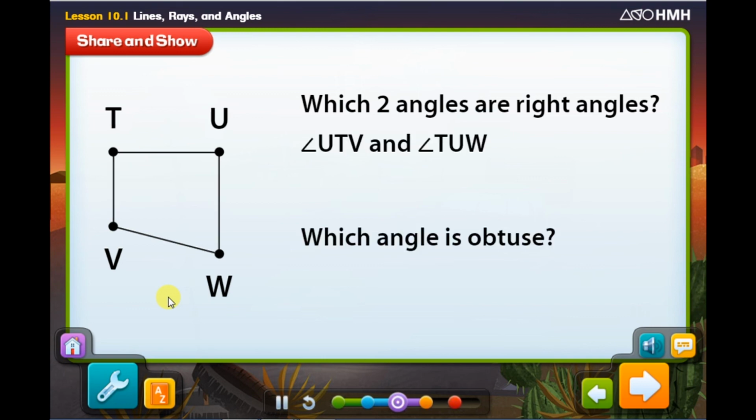Which angle is an obtuse angle? Obtuse is the wide open angle. Is this a wide open angle? No, it is a narrow one. It's a small, acute one. So I guess this one is a wide open one. It is angle V, or you can read it TVW or vice versa, WVT. So it is this angle. I will mark it. Right. Angle TVW is an obtuse angle.